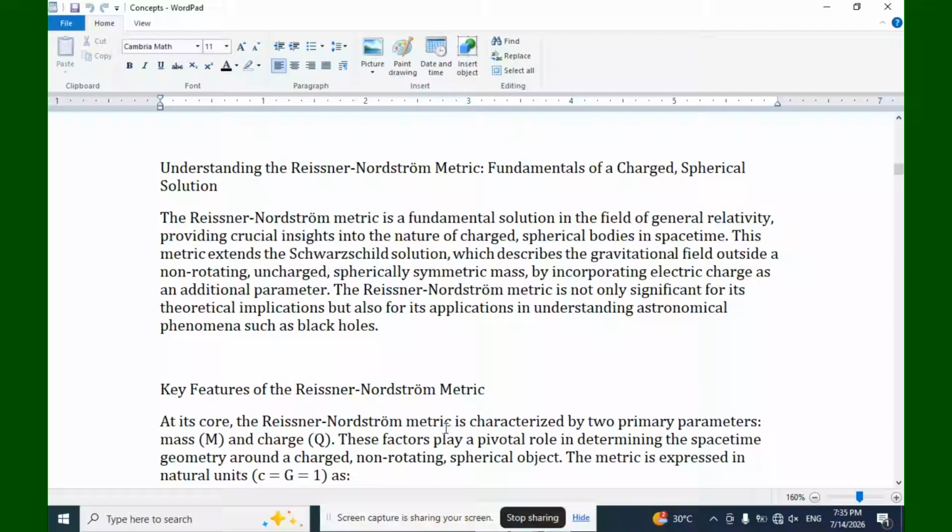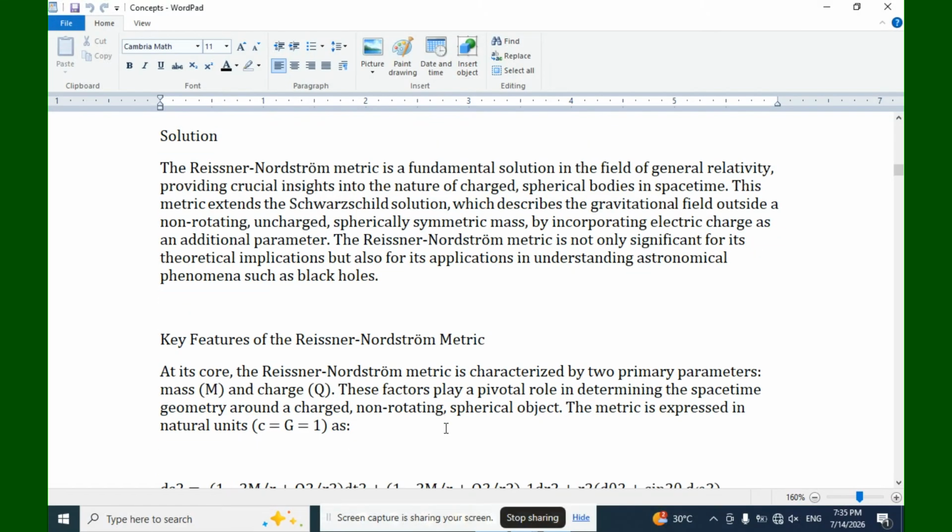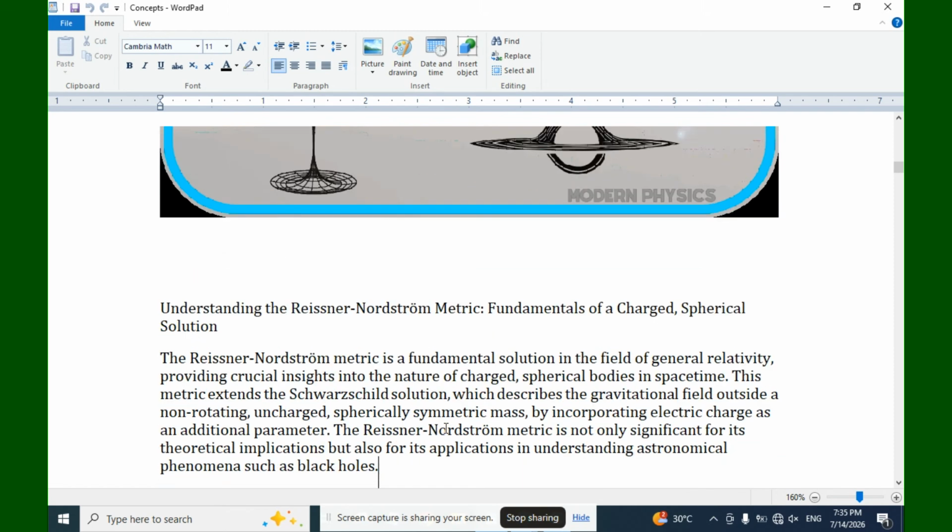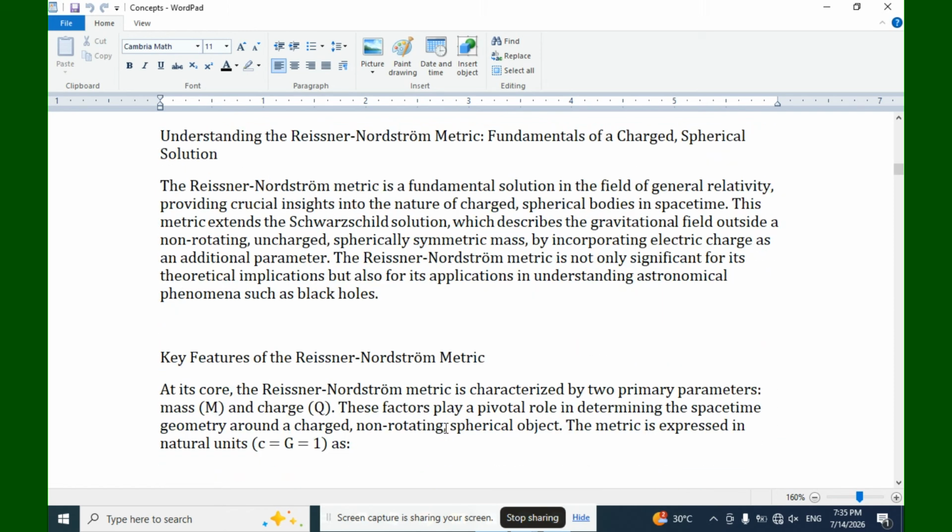Understanding the Reissner Nordström metric. Fundamental to the charged spherical solution, the Reissner Nordström metric is a fundamental solution in the field of general relativity, providing crucial insight into the nature of charged spherical bodies in spacetime. This metric extends the Schwarzschild solution, which describes the gravitational field outside a non-rotating, uncharged, and spherically symmetric mass, by incorporating electric charge as an additional parameter. The Reissner Nordström metric is not only significant for its theoretical implications, but also for its applications in understanding astronomical phenomena such as black holes.